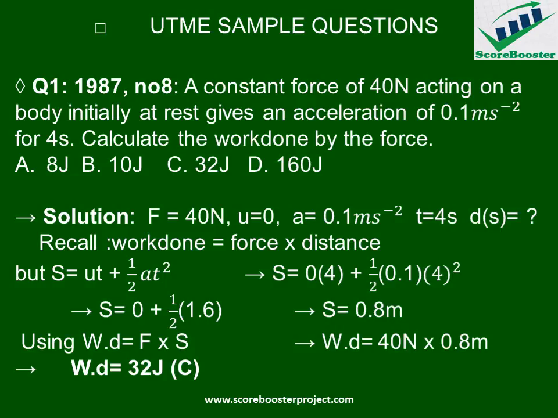From the question we are given the force F to be 40 Newton, and since they said the object starts from rest, that means initial velocity u is 0. Then we are also given acceleration a to be 0.1 meter per second square, and time t to be 4 seconds. So the distance is not given. We are to recall that work done is equal to force times distance, meaning that we need distance to be able to calculate work done from force.